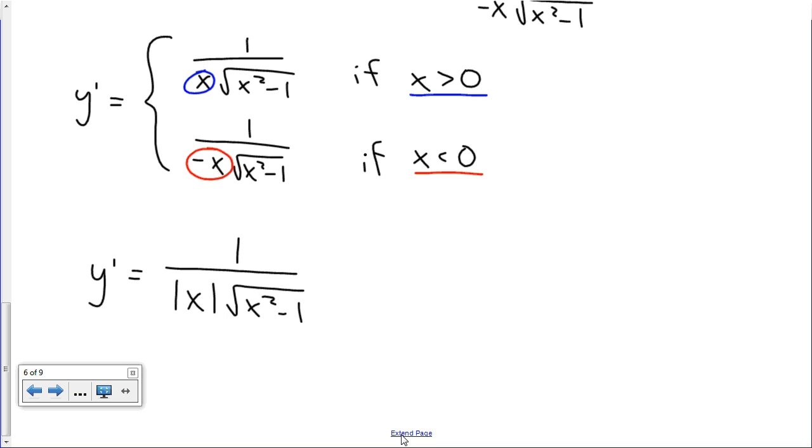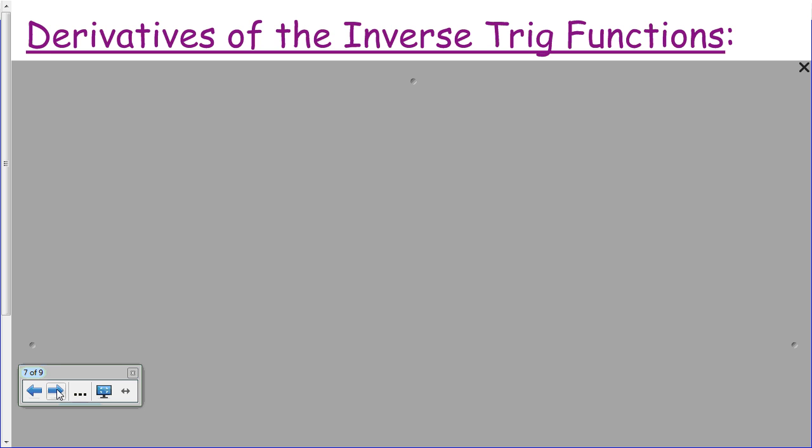Again, notice that we get rid of the inverse trig function there. In fact, that happens for all of our derivatives. Anytime we take the derivative of an inverse trig function, the derivative does not involve a trig or inverse trig function at all. All right, so let's take a look at all 6 of our inverse trig functions.